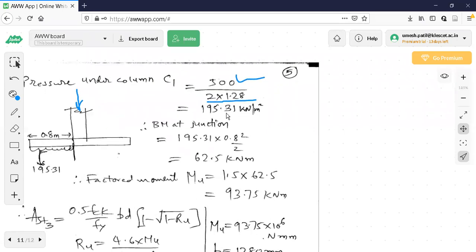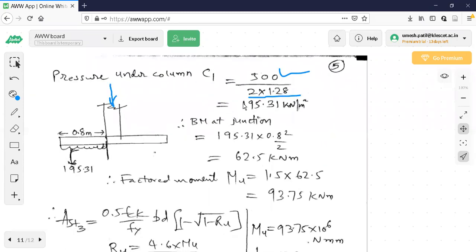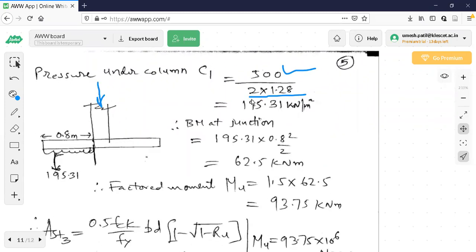This calculation is not there in the previous steps. You cannot use net upward pressure calculated for previous steps. That is very important. You cannot use the 222 something that we have calculated. You cannot use that one. Separately, you should calculate pressure under column C1 like this.